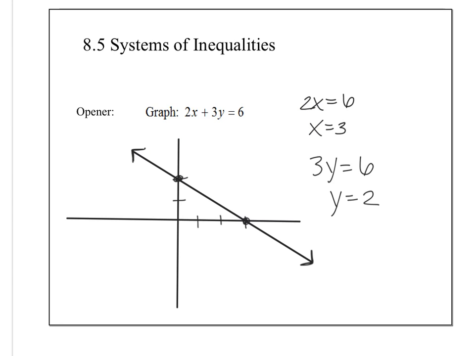Okay, so when we graph this, I can cover up this 3y right here, knowing that I'm plugging in 0 for y to find my x-intercept. So that gives me that x equals 3 for my x-intercept. This is my y-intercept when I plug in x to be 0. And then this is the line that I have, okay?